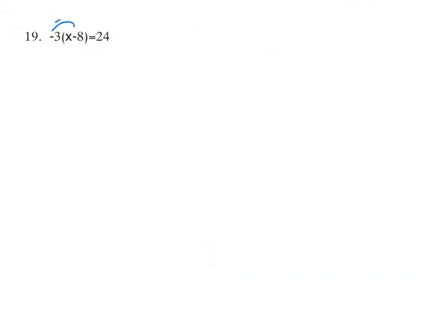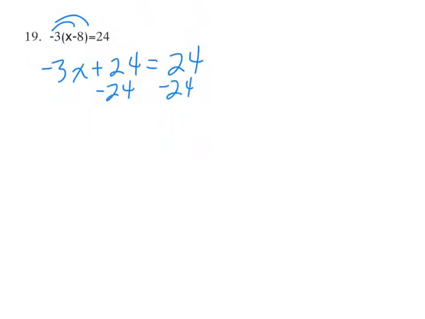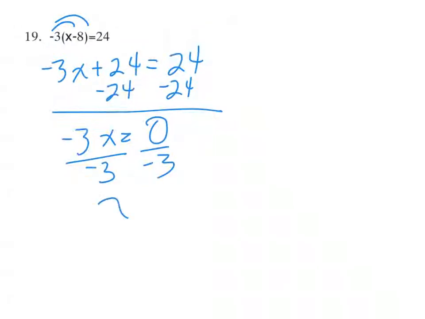Distribute the negative 3. So we've got negative 3x plus 24 equals 24. I can, oh, I only have 1x. Okay. Subtract 24 from both sides of the equation. I'm confused. I don't have a variable on both sides. Negative 3x equals 24 minus 24 is 0. Divide both sides by negative 3. And x equals 0, because 0 divided by anything is 0.